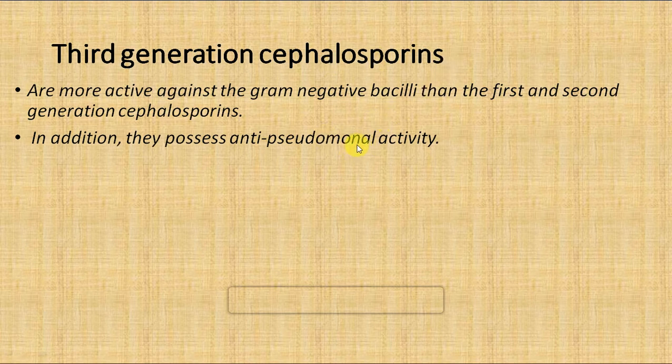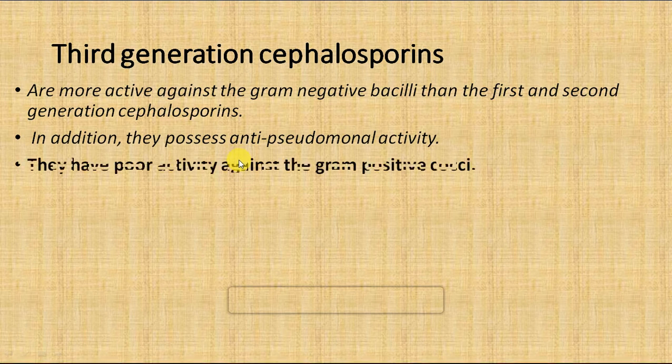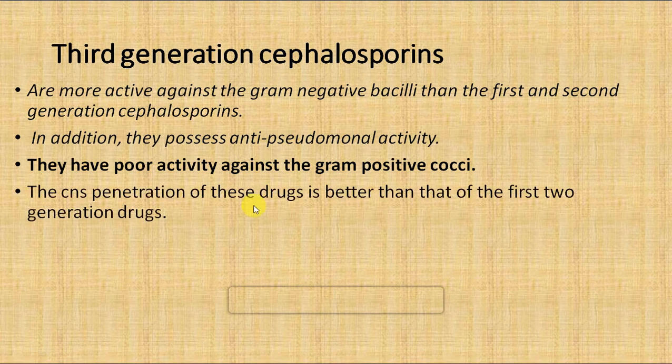First and second generation cephalosporins were not covering Pseudomonas, meaning they were not active against Pseudomonas aeruginosa, but the third generation cephalosporins we can use against Pseudomonas aeruginosa. Then they have poor activity against gram positive cocci. As we have seen, the first generation was active against gram positive, the second less active, and the third generation is poorly active against gram positive.